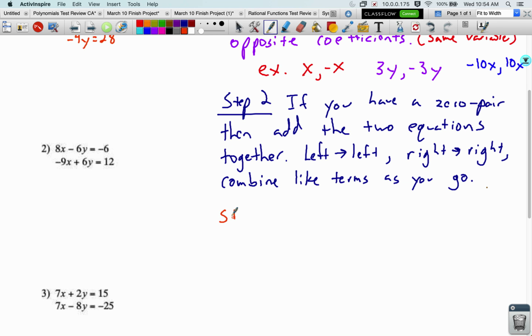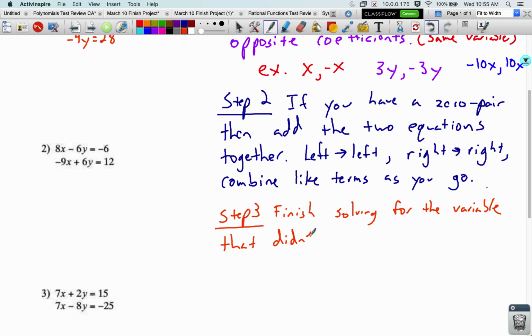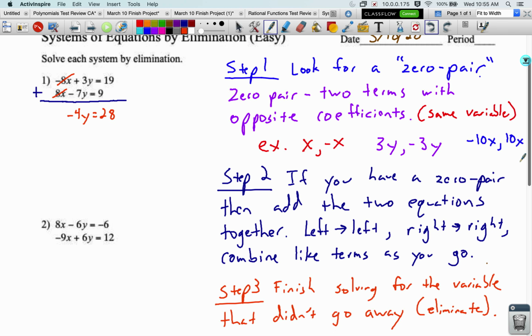All right, step 3. All right, so if we did these first two steps correctly, a variable should have eliminated, and we can finish solving for the variable that didn't go away or eliminate.